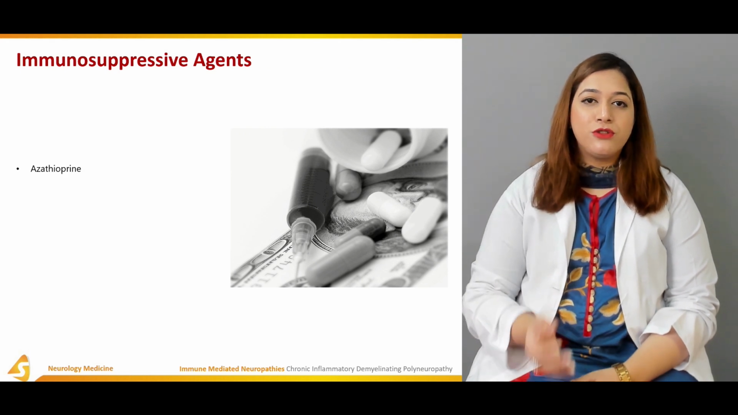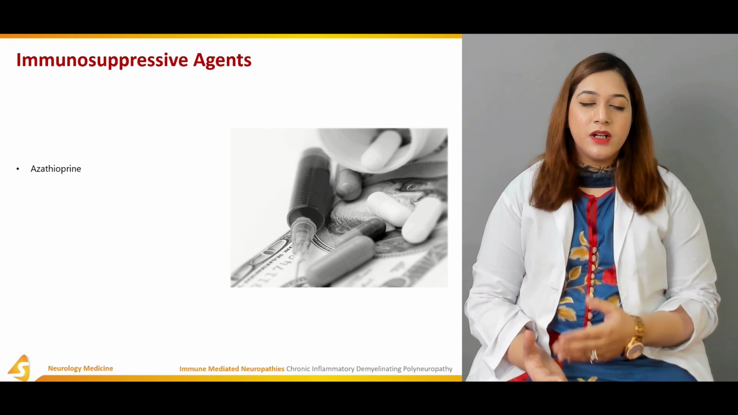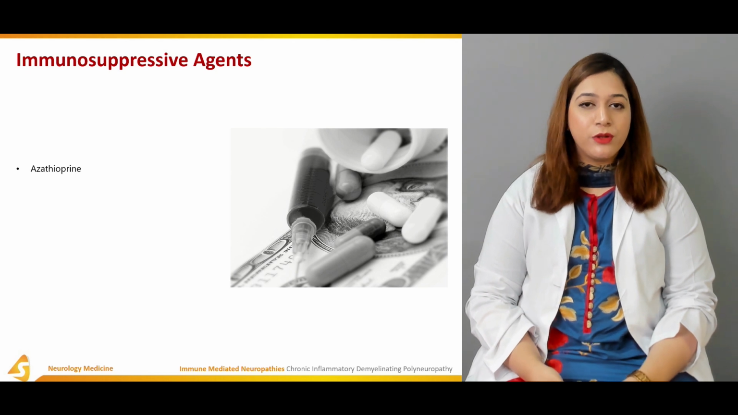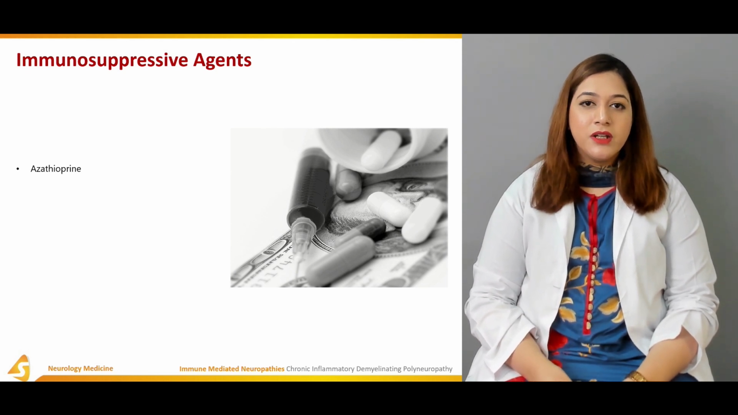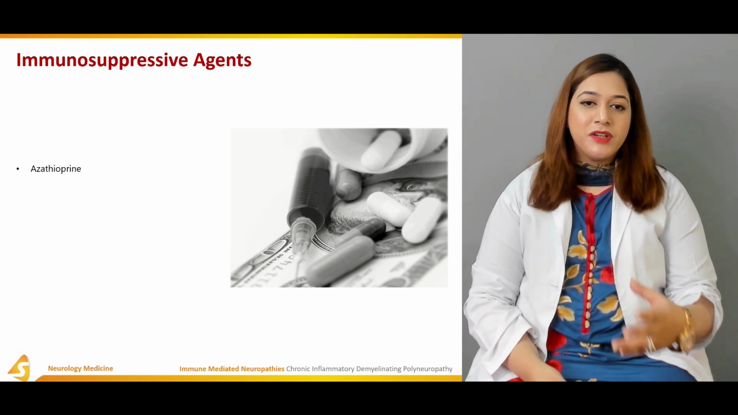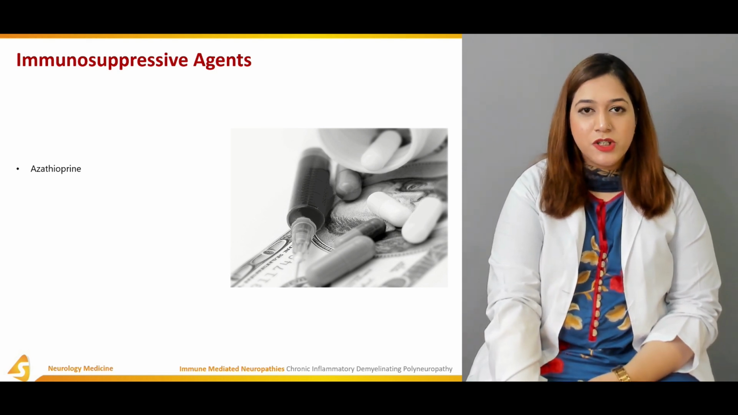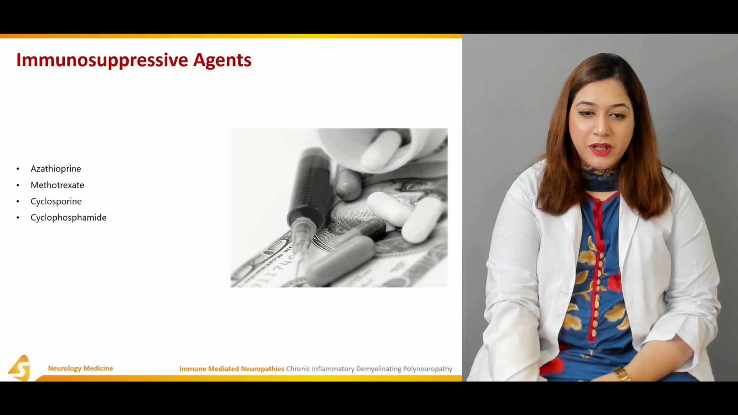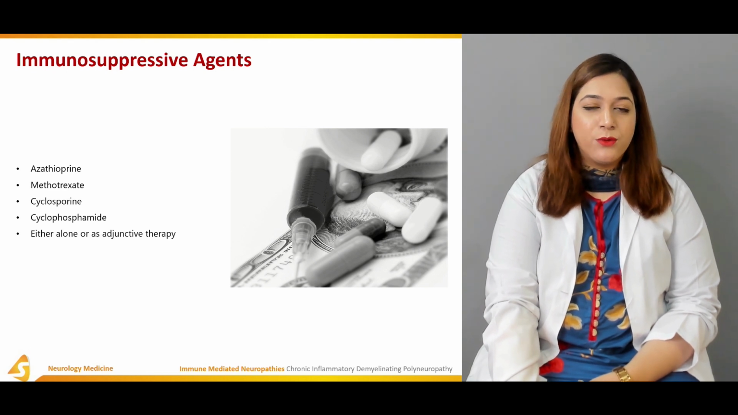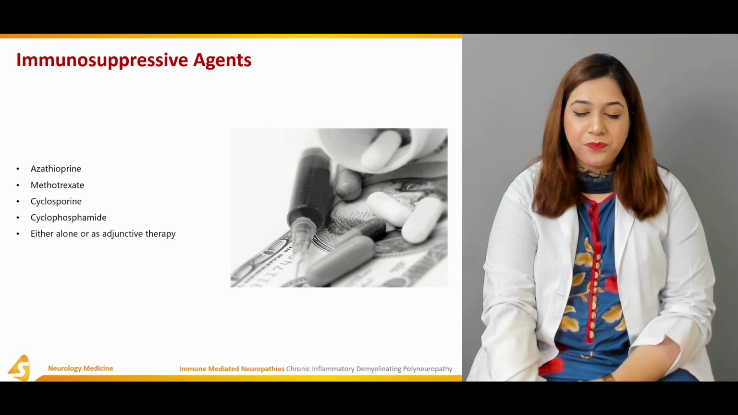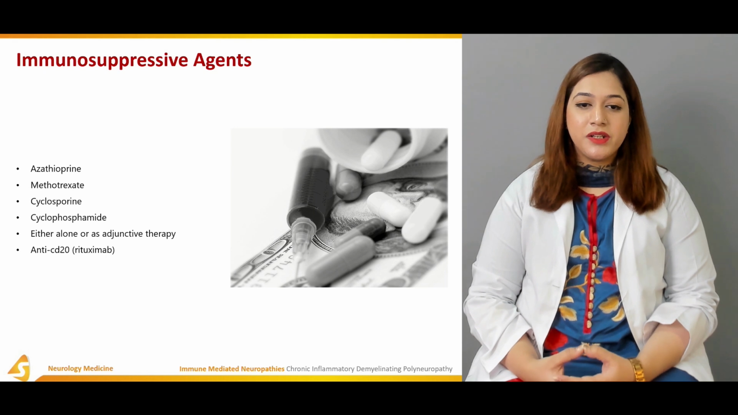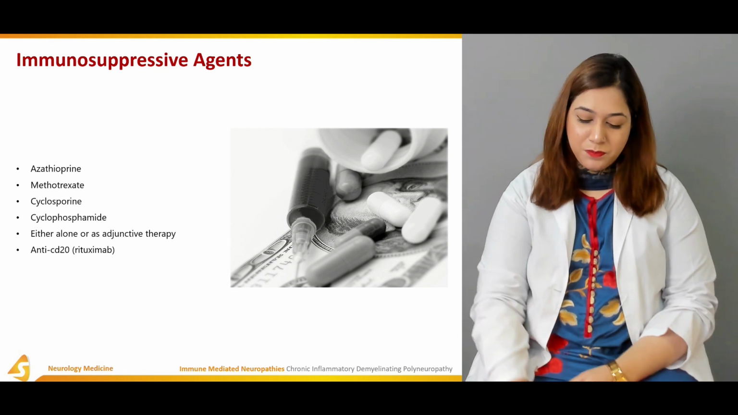If the patients do not improve with the standard treatment options, such as the intravenous immunoglobulin, plasma exchange, or glucocorticoids, they can be given a trial of immunosuppressive agents such as azathioprine, methotrexate, cyclosporin, cyclophosphamide. These can be given either alone or as an adjunctive therapy. And in some cases, the anti-CD20 rituximab has also shown improvement.